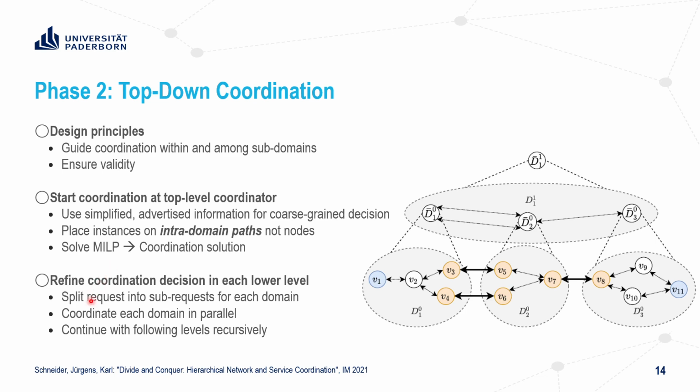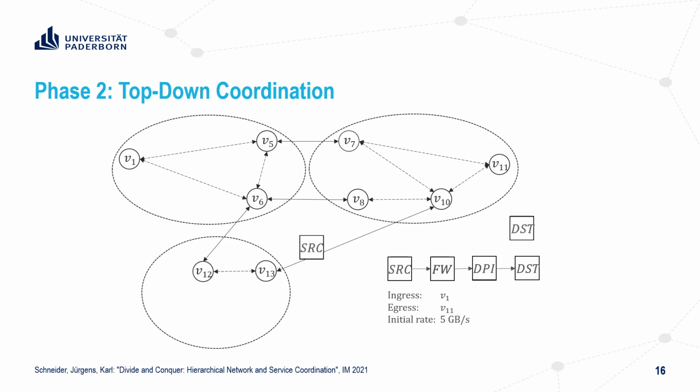And what we do specifically is we take the initial request and we split it into sub-requests that we then solve in each subdomain in parallel. So for example, if we decide, hey, place an instance of component 1 here and of component 2 here, then inside this domain, we only need to consider coordinating component 1, but not coordinating component 2. And we continue with this coordination in a recursive manner. So again, let's have a look at how this works in an example.